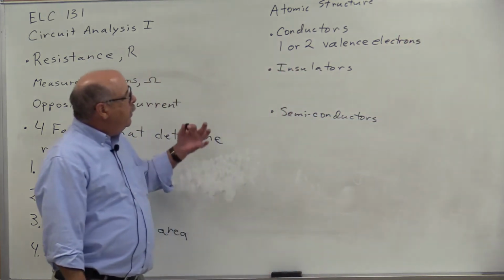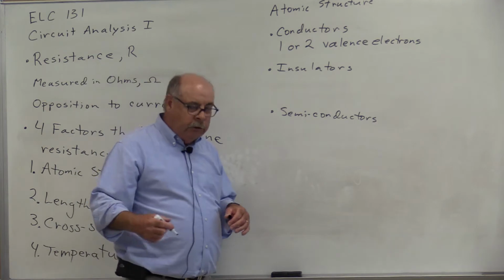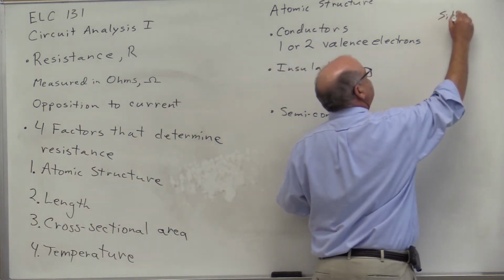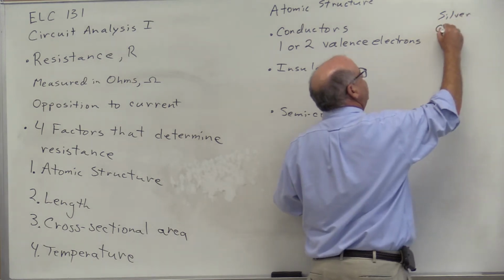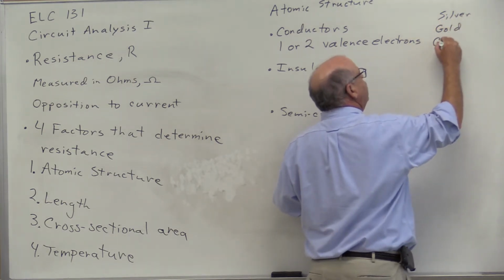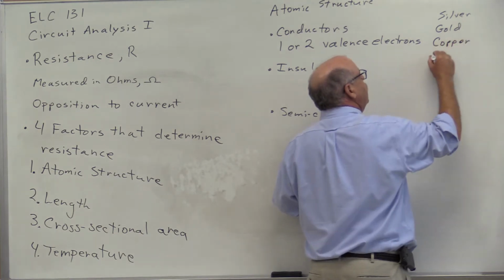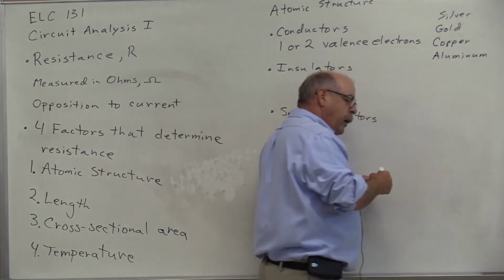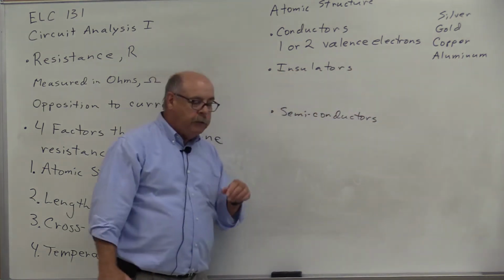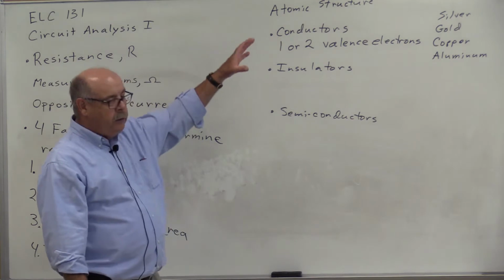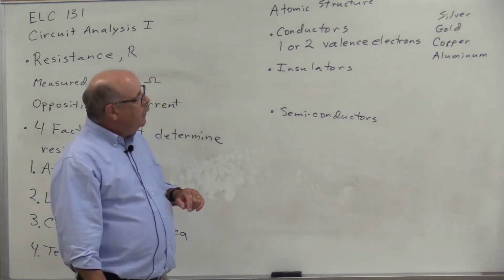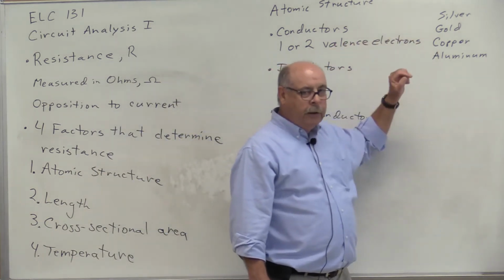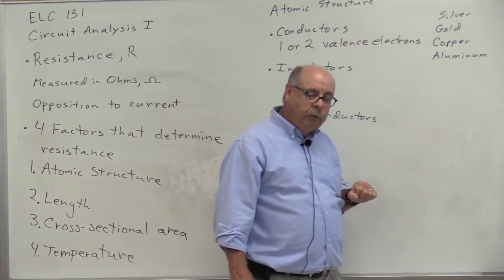And the elements that are considered to be good conductors are silver, gold, copper, and aluminum. Now, iron is also in the category or classification of conductors, but it's not in our top four list. Silver is the best conductor, gold second best, copper third best, and aluminum fourth best.